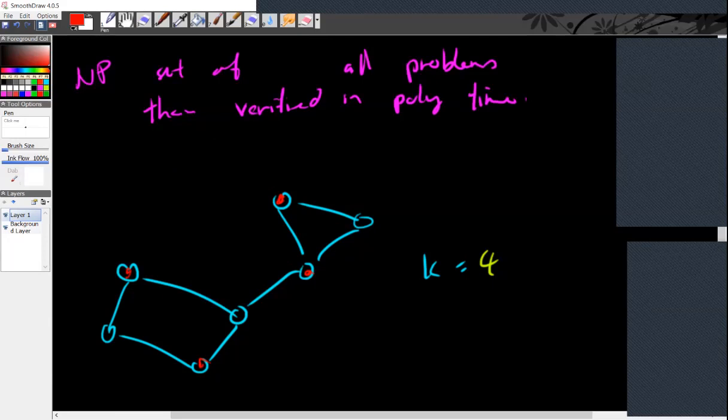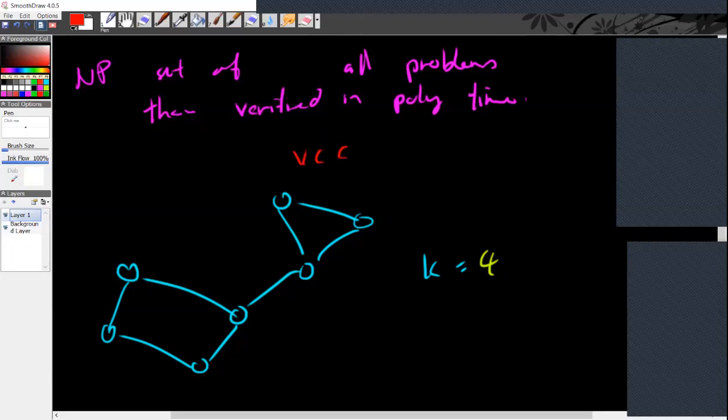So problems in NP are when you can verify it in polynomial time. In other words, vertex cover is in NP. So VC is in NP. Why? Because there is a polynomial time verifier. So let me be a bit formal about this. I just need to say this one thing, then I'll give you two more definitions and then we'll be on our way.